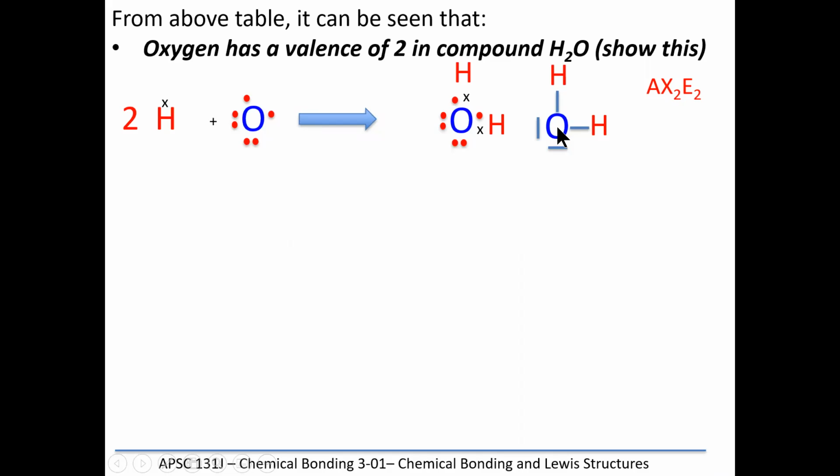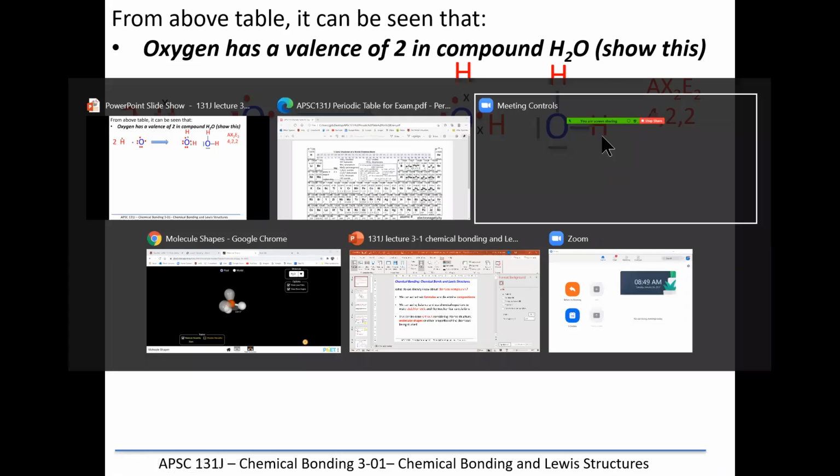A, the central atom being oxygen again, X, the atoms it's bonded to, and E are the unshared pairs of electrons. And I can say there are 4 pairs of electrons around the central atom, or there are 2 atoms bonded to it, and there are 2 unshared pairs of electrons. And if I wanted to visualize this particular molecule, I use a program frequently.